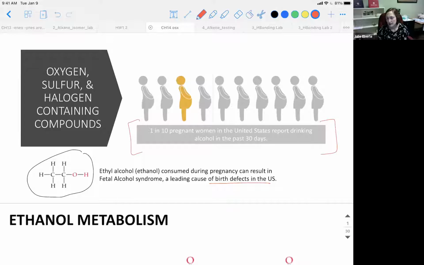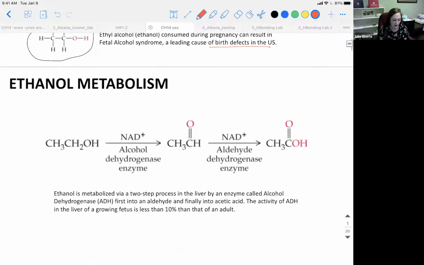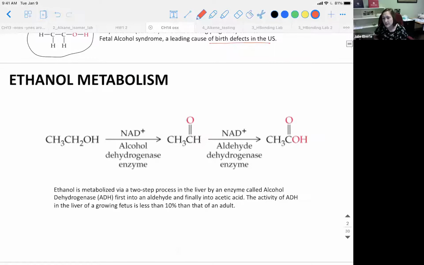The placenta, the amniotic fluid, nothing is a barrier to ethyl alcohol. Our body has enzymes that are responsible for breaking down, metabolizing ethyl alcohol, and those are shown right down here. But infants and fetuses, it's not that they don't have these enzymes, but it's that these enzymes aren't functioning at the capacity that they are in an adult. So here's what happens in an adult.